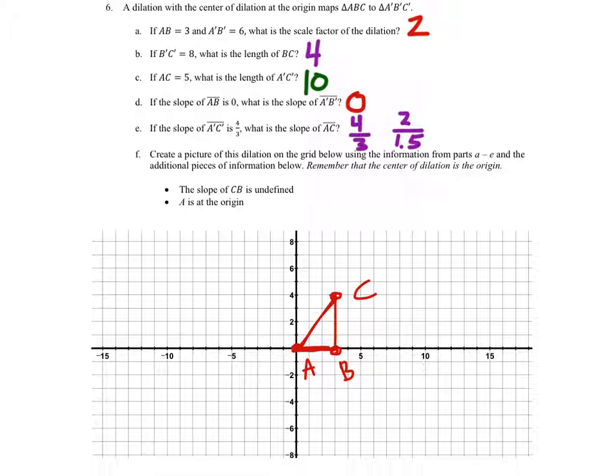Now the scale factor is 2. So we know that A and A prime are the same point because the center of dilation is at the origin. And AB is 3, so A prime B prime should be 6. So this is where B prime should be. And BC is 4, so B prime C prime should be 8, which gives us this point, C prime. And then we just connect the points.